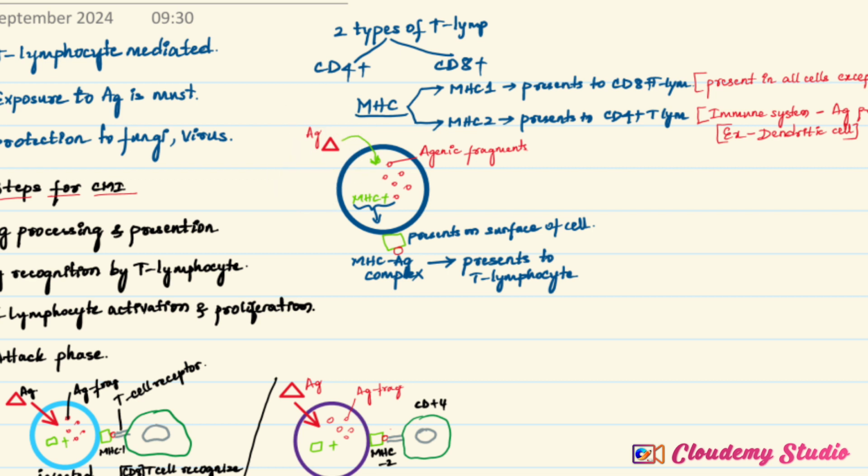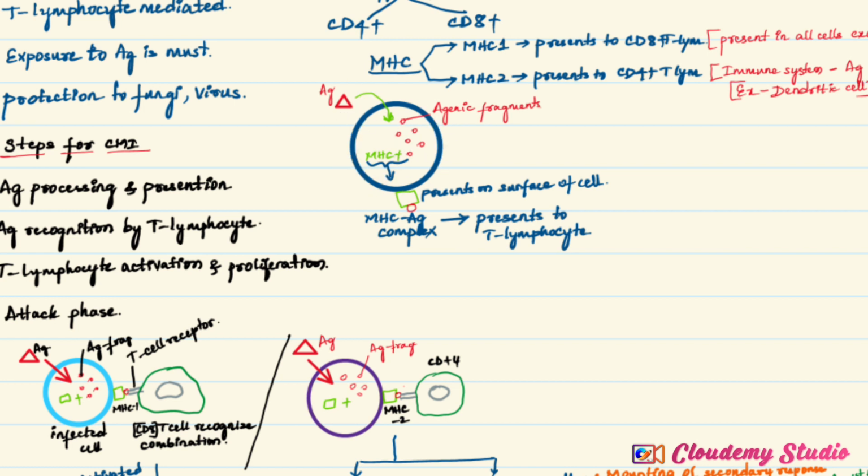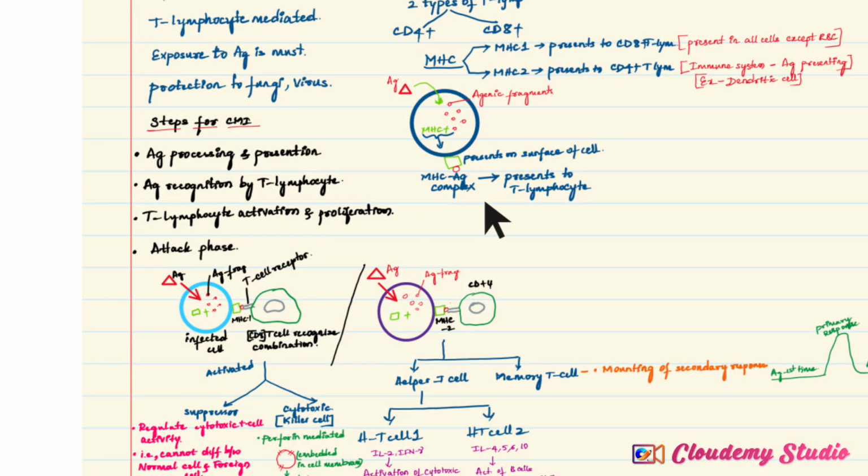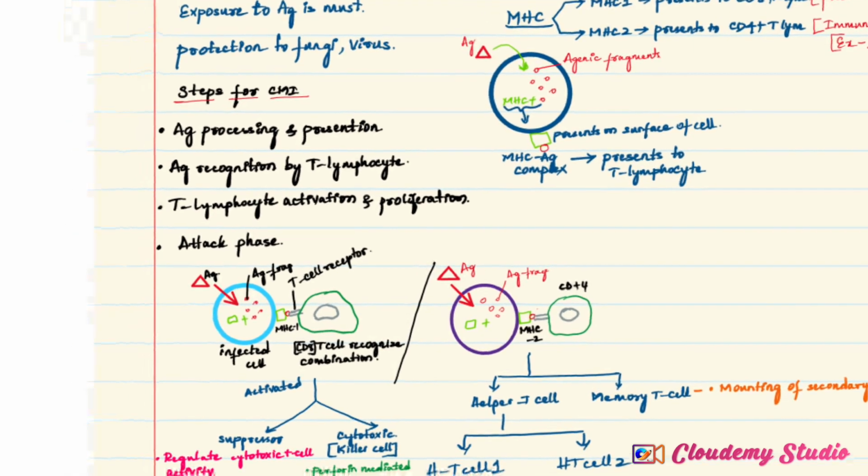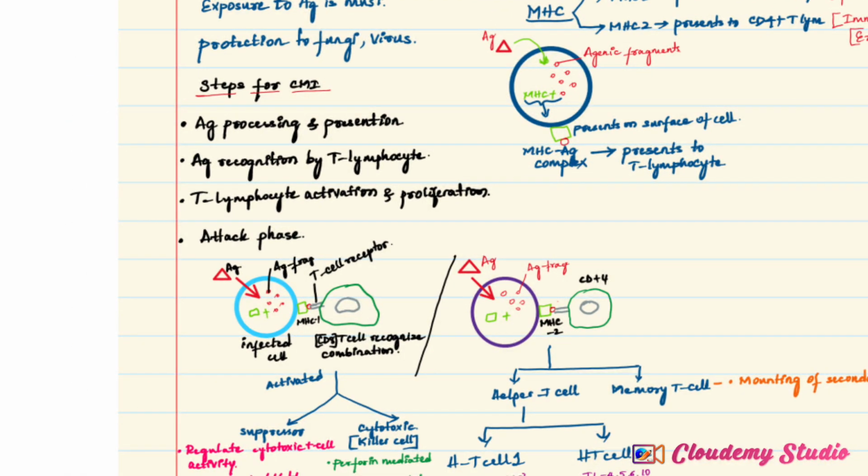When an antigen enters into the cell, it gets fragmented. Sorry, I have mentioned it as agenic, it's antigenic actually. Inside the cell, this major histocompatibility complex will bind with these antigen fragments and finally it will be presented over the surface of the cell, forming the major histocompatibility complex antigen complex. And this complex will be presented to the T lymphocyte.